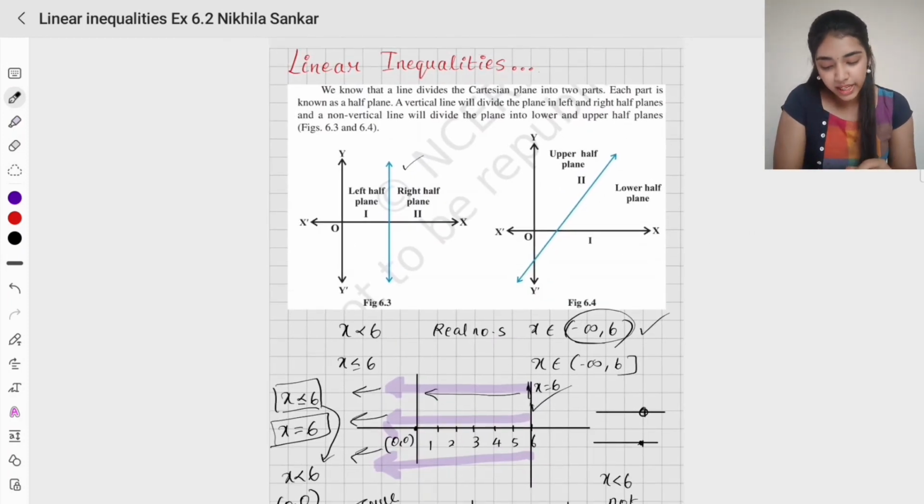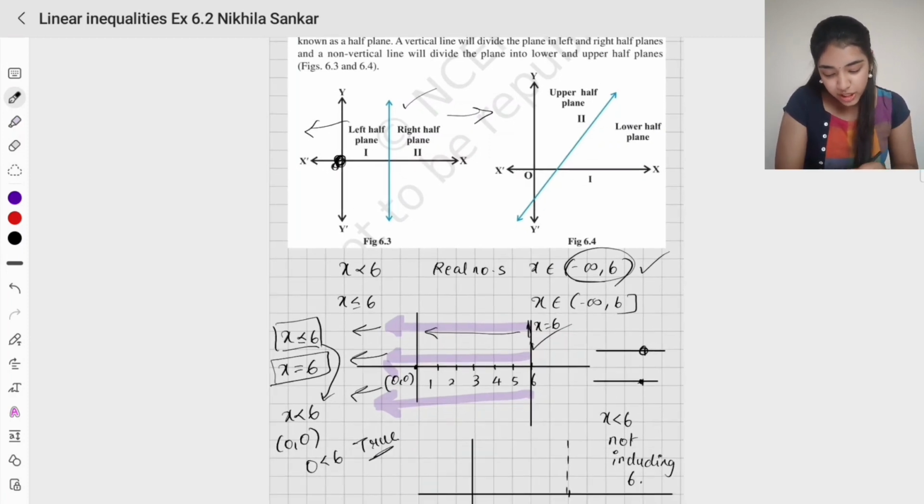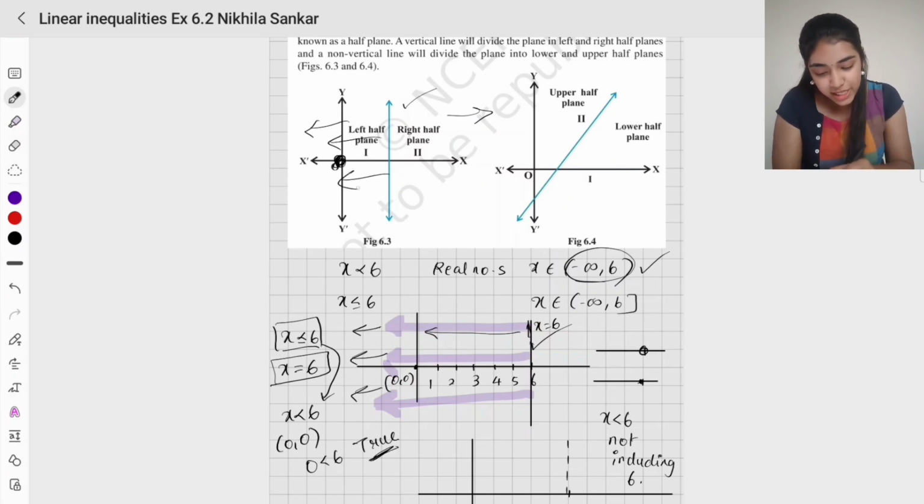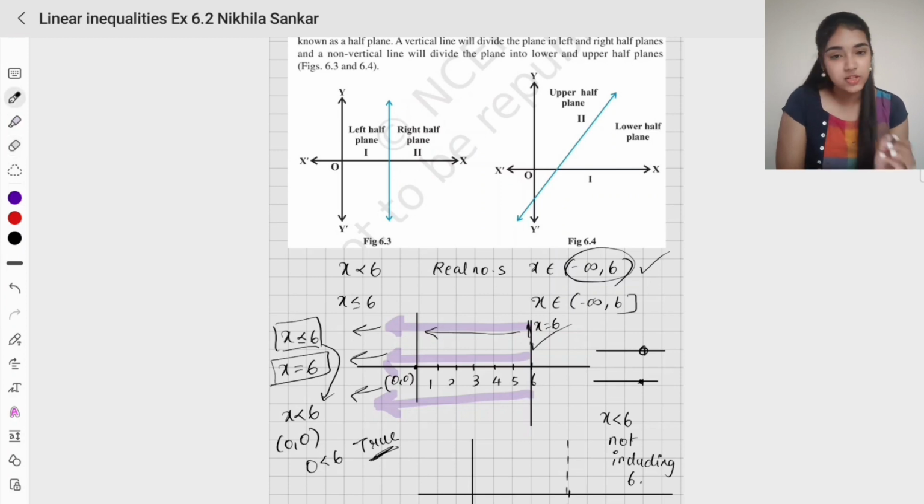Whenever you have a line that is parallel to your y-axis, you will have a left half plane and a right half plane. We find where the solution is. We substituted 0, 0 and checked. We checked whether 0, 0 is true or false in the inequation. If true, the side with 0, 0 is included. If it is false, that side is not included, and you have to include the other side. Okay? This is how we are going to check inequations. You will understand this more clearly when you are solving example equations.